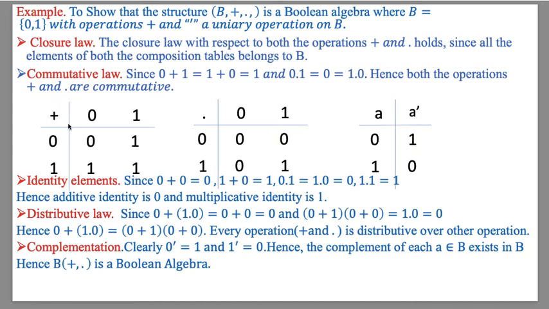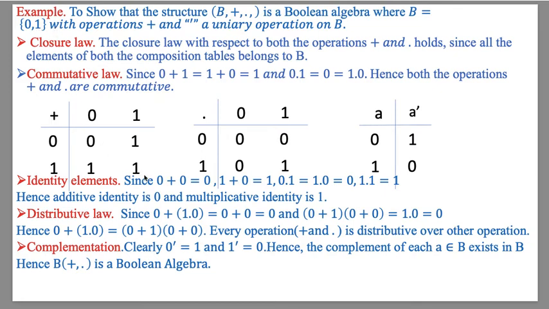Means it is not ordinary addition. 0 dot 0 is 0, 0 dot 1 is 1, 1 dot 0 is 0, 1 dot 1 is 1. Complement of 0 is 1, complement of 1 is 0. Here also all the elements belong to this set, therefore closure property is satisfied.